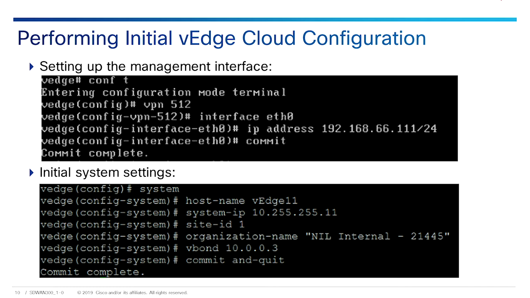Then we're going to config system and do the system parameters. Give it a host name, a system ID, a site ID, which is critical, especially if you have multiple edge devices in the same site; they must have the same site ID. Then the organization name. Remember, the organization name has to be configured 100% accurately. If there's an extra space or anything else, the site will not come up. And then the IP address of vbond, and then we do a commit and quit to save.